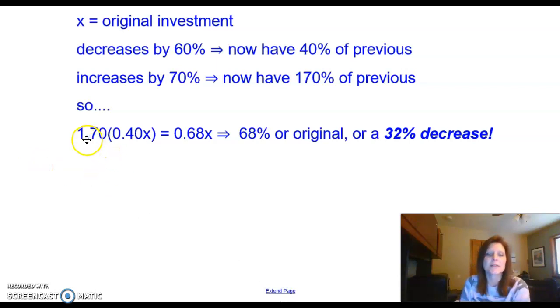So what we have is 170% of the 40% of our original. When you do the multiplication, it's actually 0.68, which would be 68% of the original, or a 32% decrease. So the point here is be careful with percentages. Make sure you understand them so you can't be taken advantage of.